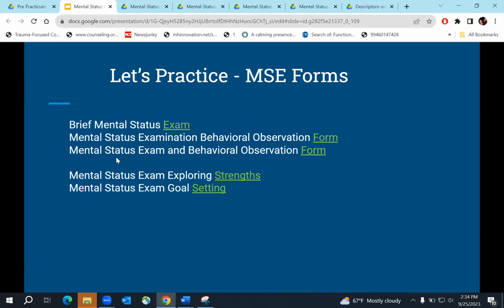And then your second assignment is going to be another video assignment with a client of your choice. You're going to administer one of these 3 again, and then you're going to go into the exploring strengths and goal setting. And right in the assignment itself, it tells you what you will be graded on for that assignment.